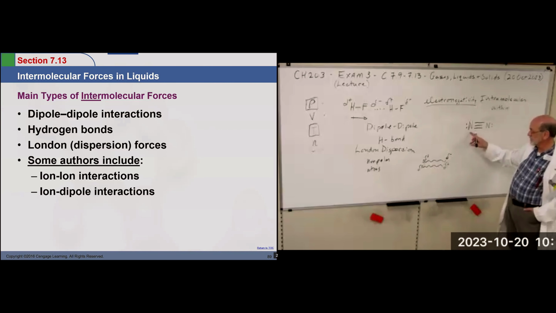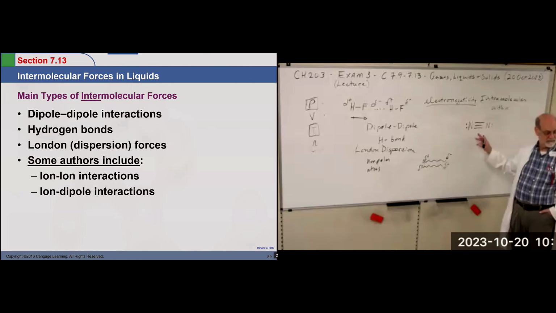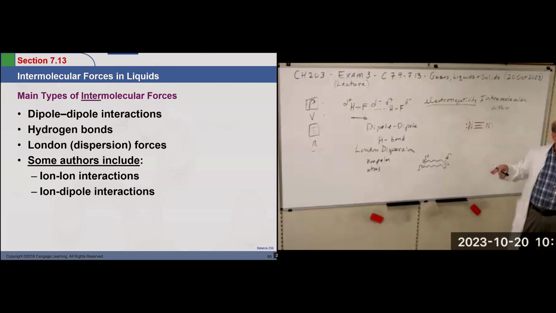Now, is this going to be polar or non-polar? Is there a difference between the two? No. They're the same atom. So they're pulling equally on electrons. They're the same electronegativity, both of them. So this is non-polar. Yeah, it's a non-polar molecule.